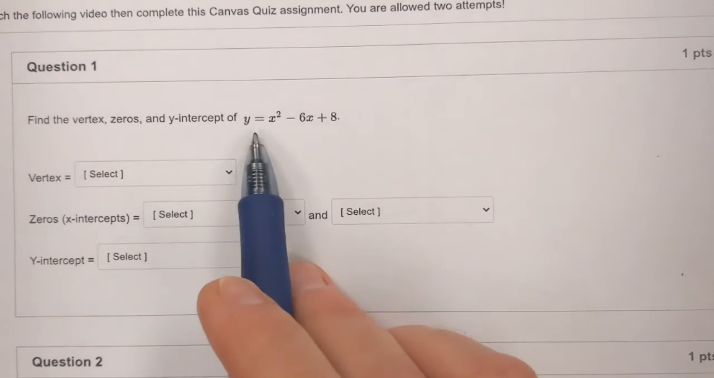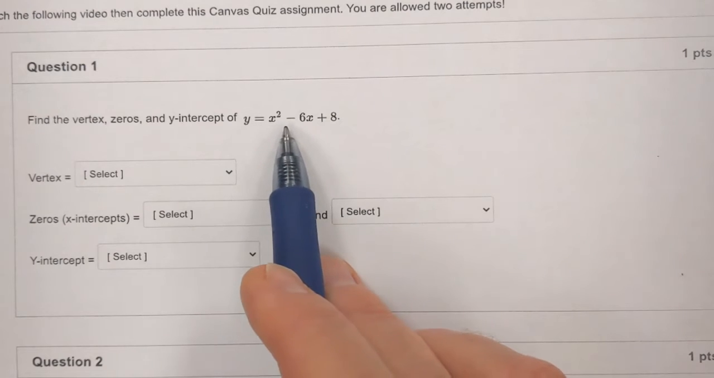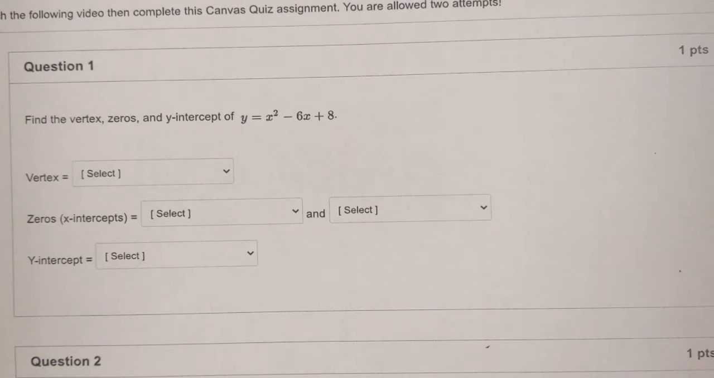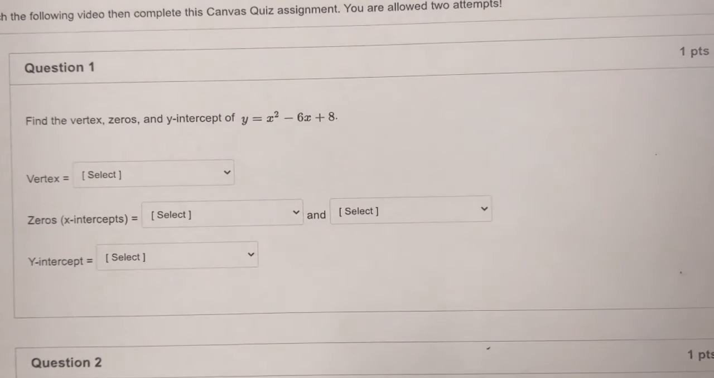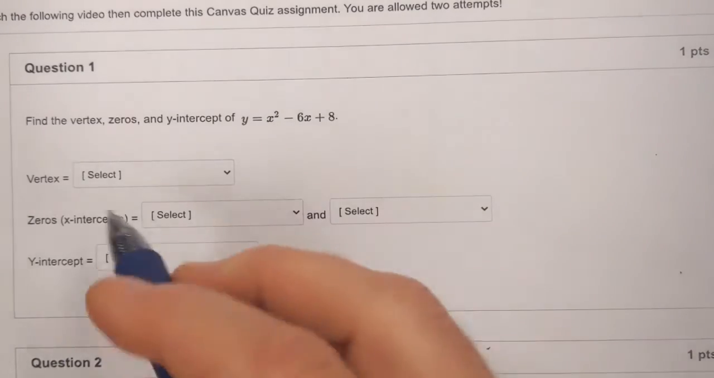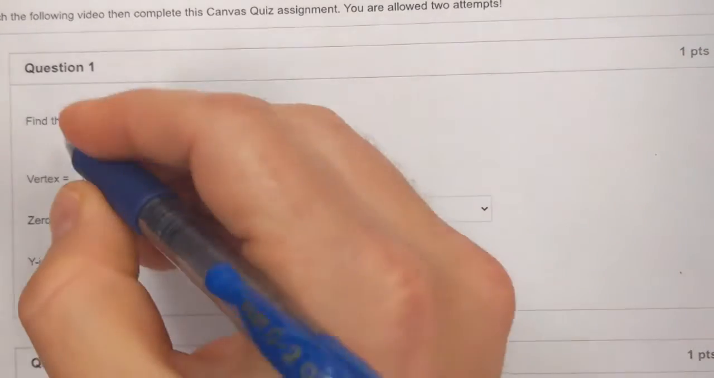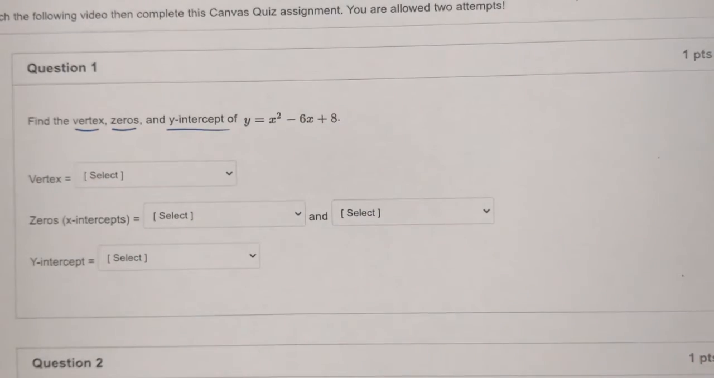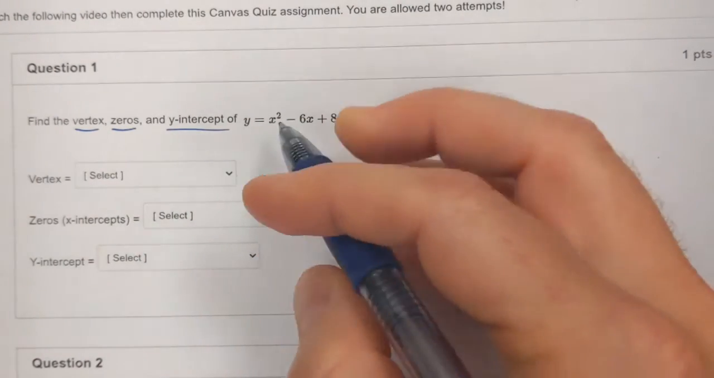Question 1 then, we have a function. This quadratic here is equal to a y. And so ultimately it's going to be meant to be graphed. So let me show you how to do this. First off, we're asked to find three things: the vertex, the zeros, and the y-intercept of this function. So let's start with the vertex.